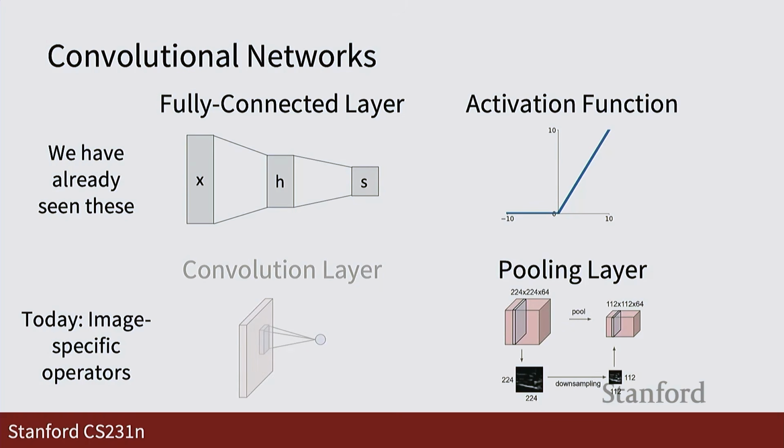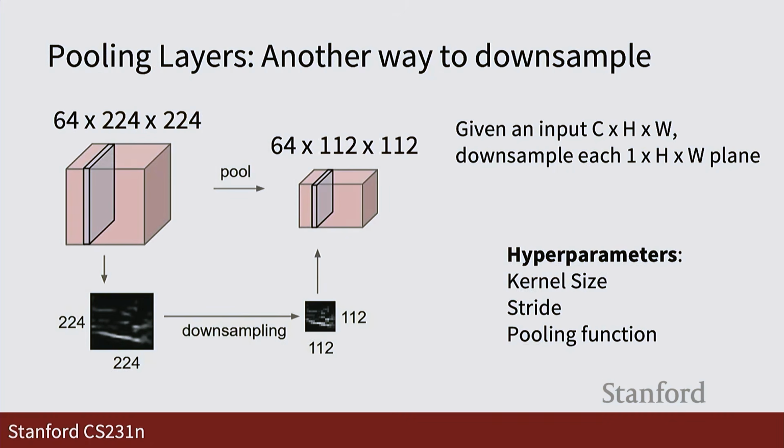And the last one is pooling. Thankfully, pooling is pretty simple. So pooling layers are basically another way to downsample inside of your neural network. So we saw that strided convolution is one way that we can downsample inside of a neural network. And downsampling is useful because it lets us build up receptive fields more quickly as we go through the depth of the network. But convolution actually still costs quite a lot of computation.